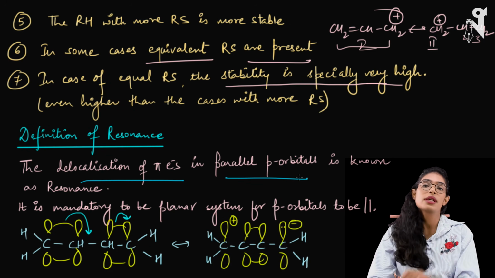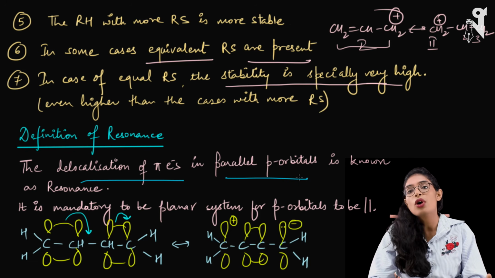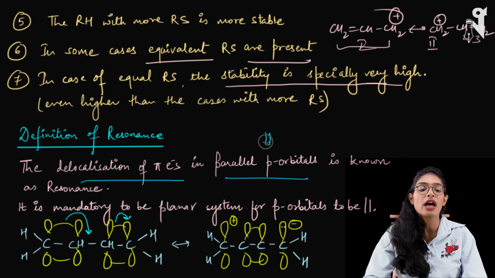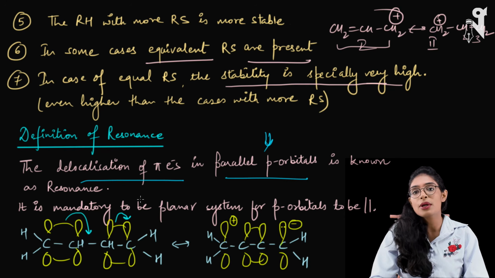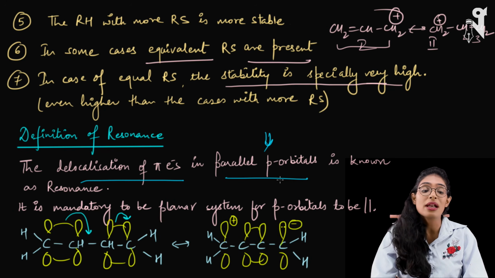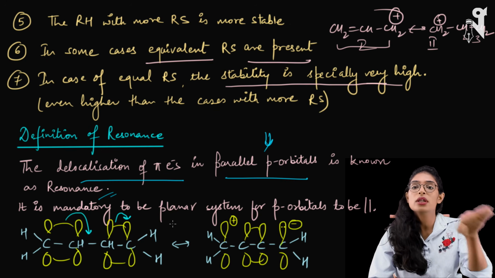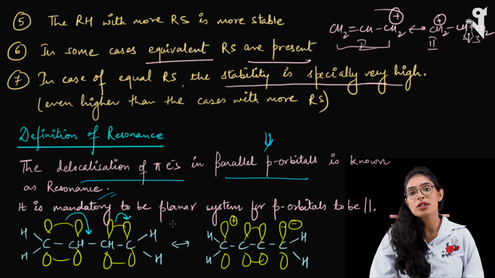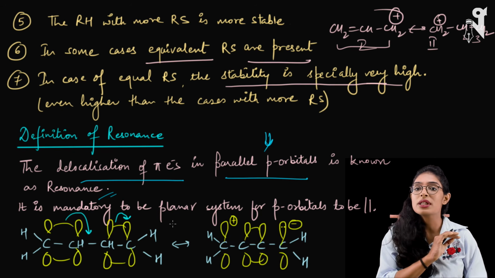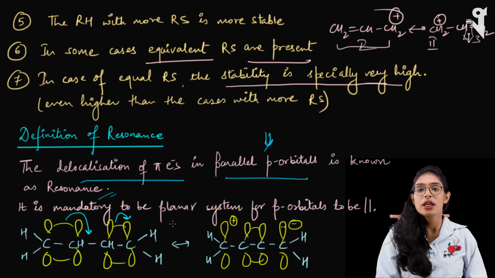Conjugation is resonance, resonance is conjugation. So for conjugation, the mandatory condition is we should have parallel p orbitals. That's the same condition for resonance also. Delocalization of pi electrons in parallel p orbitals is known as resonance, and our system must be planar. All the atoms which are participating in the resonance must be in the same plane, cannot be on different planes.